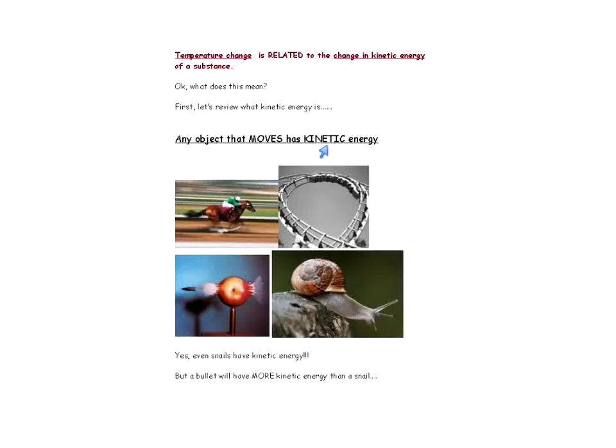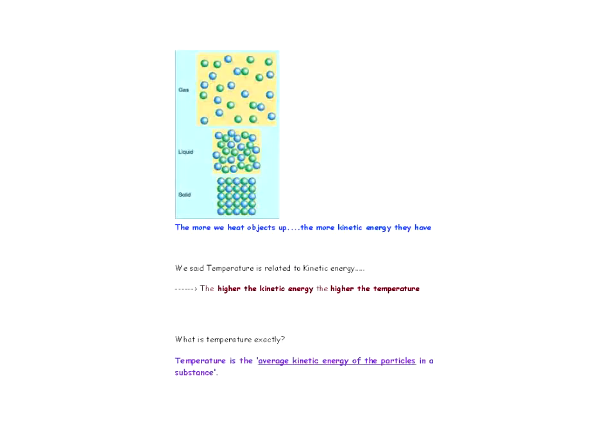Basically, any time an object moves, it has kinetic energy. So any one of these objects that you see here has kinetic energy. Even snails have kinetic energy, although they move really slowly, right? But as you can imagine, the bullet is going to have a lot more kinetic energy than the snail will. So basically, the faster something moves, the more kinetic energy it has.